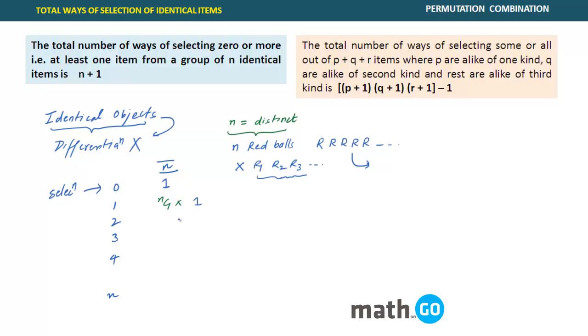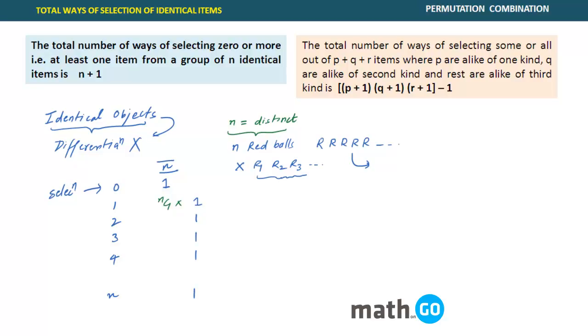So the answer is 1. Similarly, if 2 red balls are to be taken from this bag, what will you report? Sir, 2 red balls which are the same. You will not be able to distinguish. So again, for 2, for 3, for 4, for n also, all the answers are 1.